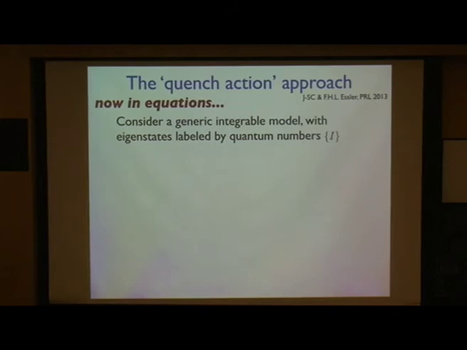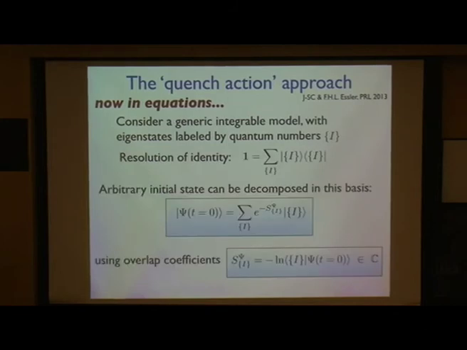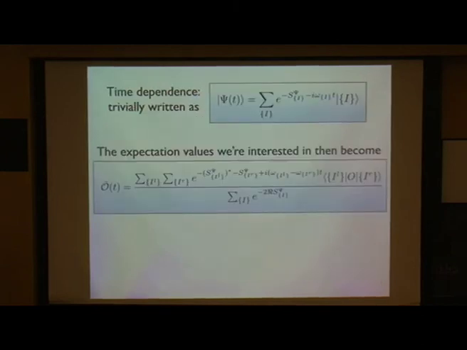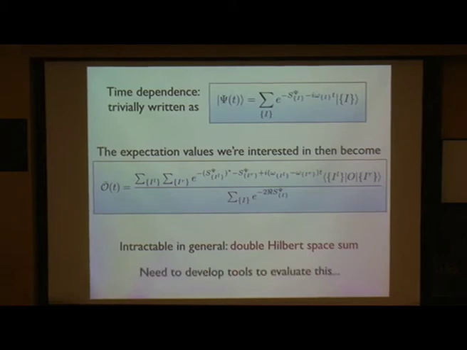In equations, I'll just take one minute to do this. The idea is that you project the initial state onto the exact eigenstates that you have, modulo the overlap amplitude, so these things here are just the logs of the overlaps. Then you replace this sum by a functional integral, like we've done for the thermodynamic Bethe ansatz. So the time evolution of the observables can be written as this double Hilbert space sum, which is intractable, but under a saddle point evaluation, you can just do it.